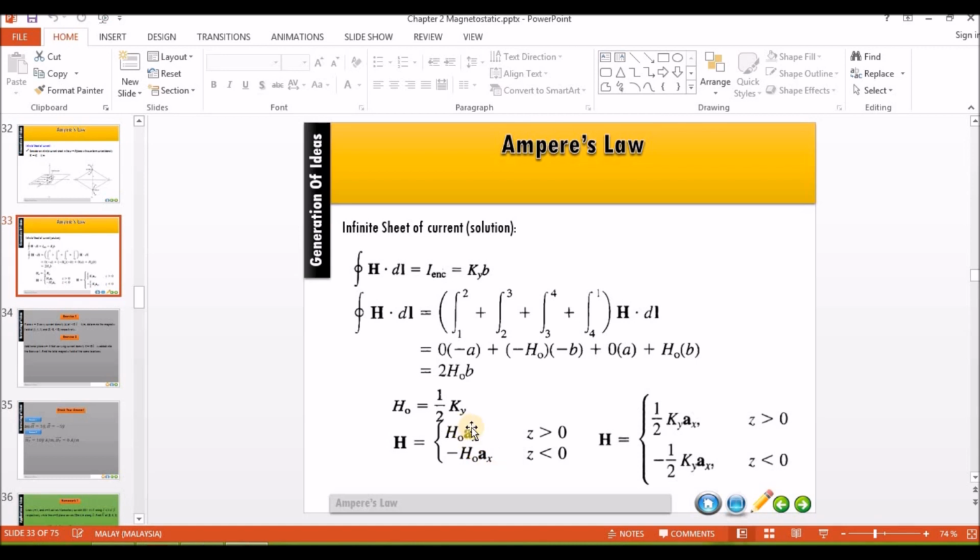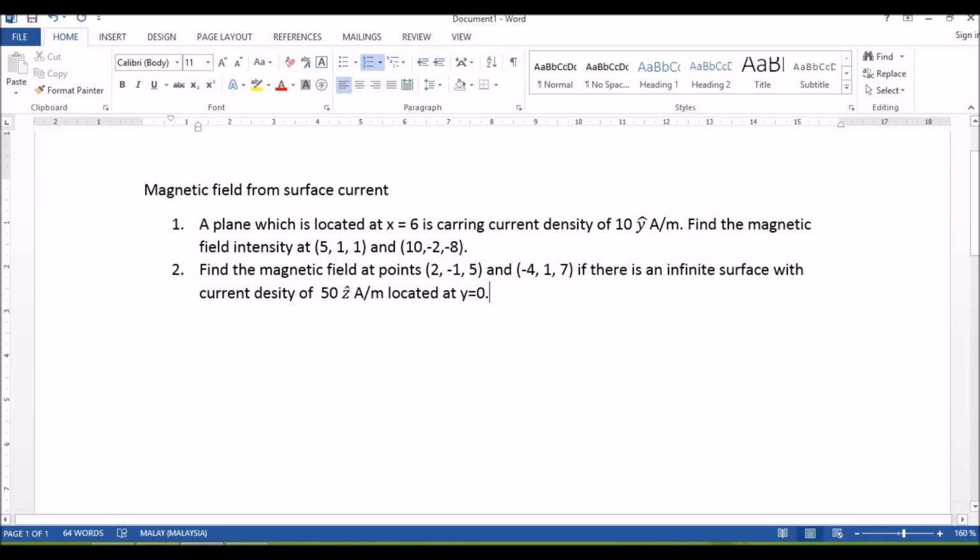Okay, so now I'm going to give you a very simple exercise, just to refresh you on how to calculate the magnetic field from an infinite surface that carries current density, because I found that there are no written notes, handout or tutorial which I shared in Google Drive. So let's look at this one. These are two very simple examples of how to find the magnetic field.